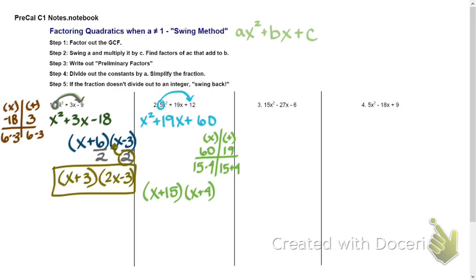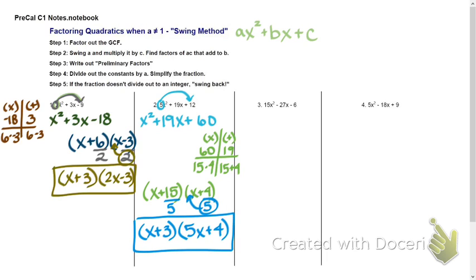But remember, we swung that 5 forward, so now we need to swing it back. So we divide both terms by the a value. It divides out evenly, great. If it does not, we swing it back. So we have 5x plus 4.